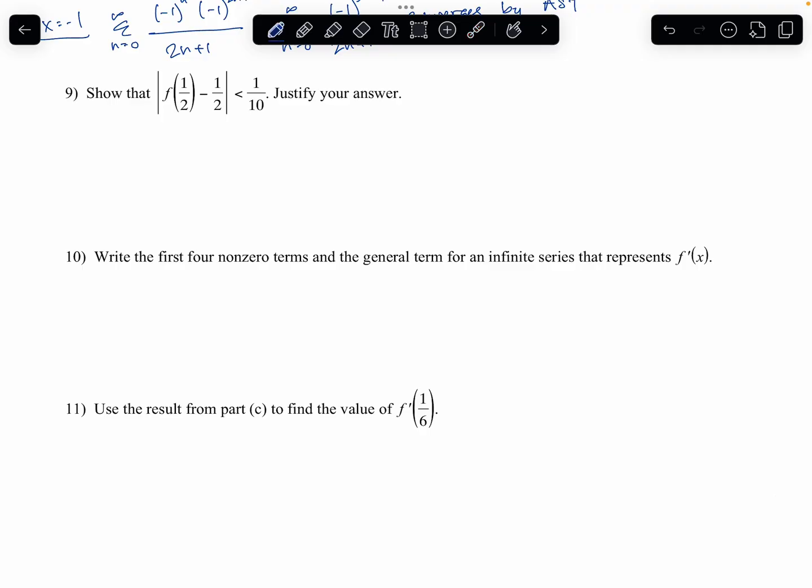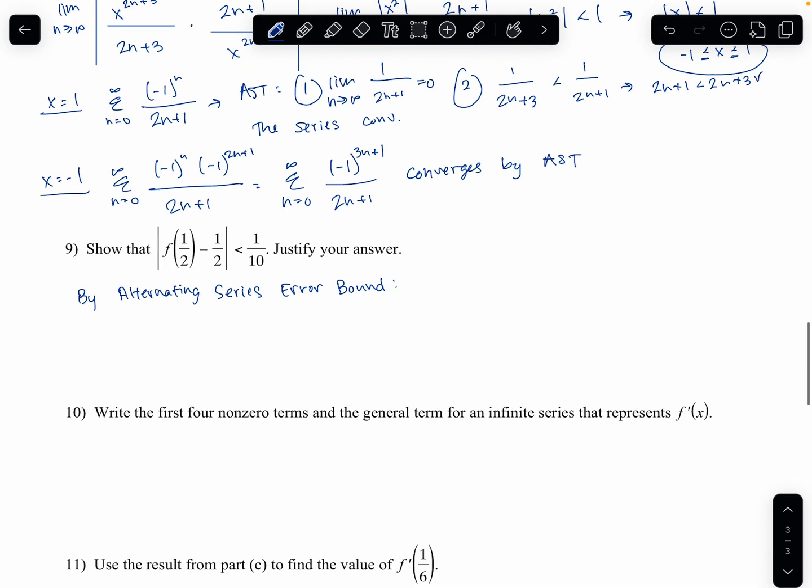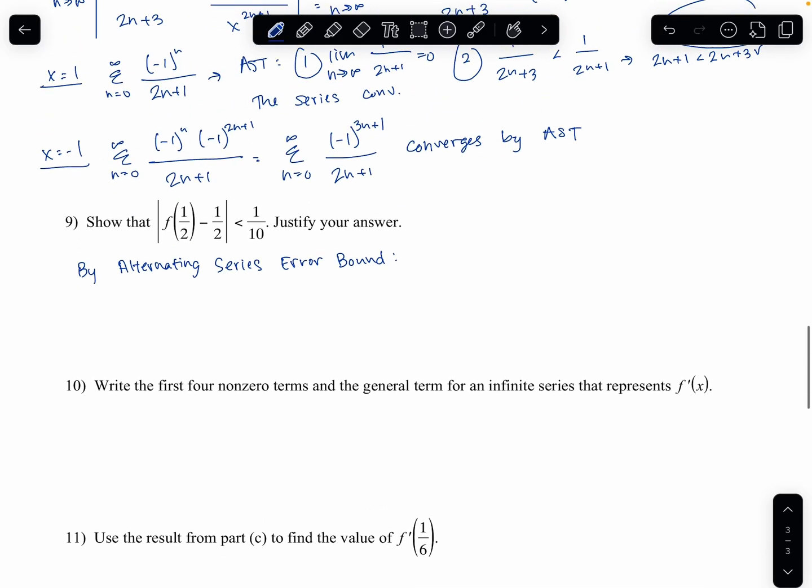So by the alternating series error bound, because we had to say it before, right? And we do have an alternating series, so we can use this. This is the actual sum. This is the partial sum. Whenever I subtract those, I get my error, and this has to be the upper bound of my error. So show that it's less than 1/10.